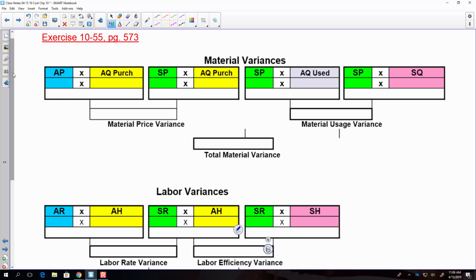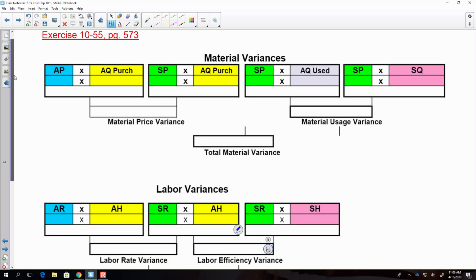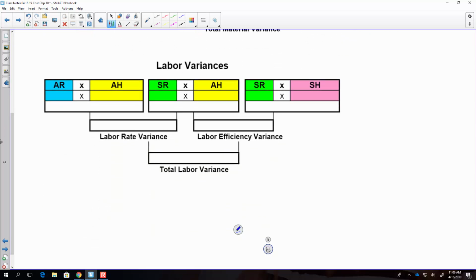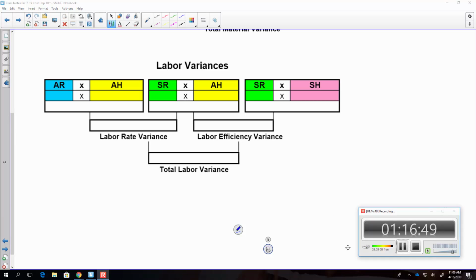This is just the labor rate and efficiency variance, just the labor part. So we're skipping the material, just doing labor, to get these out of the way. I like this problem too because it gives the information in a paragraph rather than a table, so it's a different view than normal. I'm going to stop my recording. See how we do.